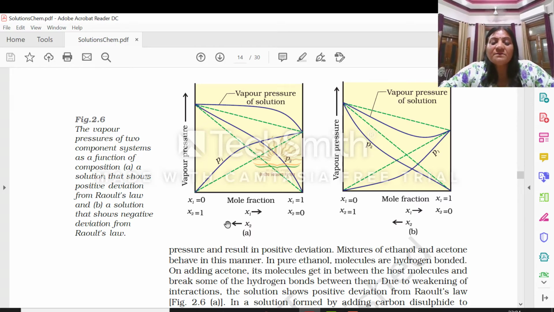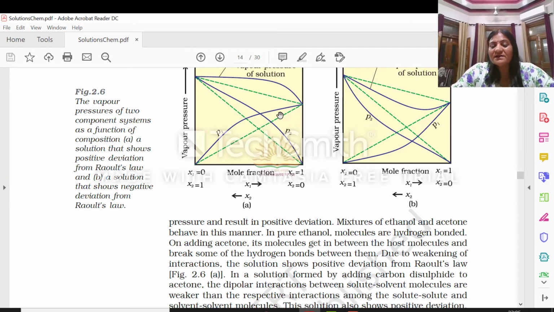Now, first we will plot the Raoult's law graph. Again, vapor pressure on the y-axis and mole fraction on the x-axis. This is the Raoult's law line, the green line. Now, the vapor pressure of component 1 is greater than the Raoult's value, the vapor pressure of component 2 is greater than the Raoult's value, and the total vapor pressure is also greater than the Raoult's value.